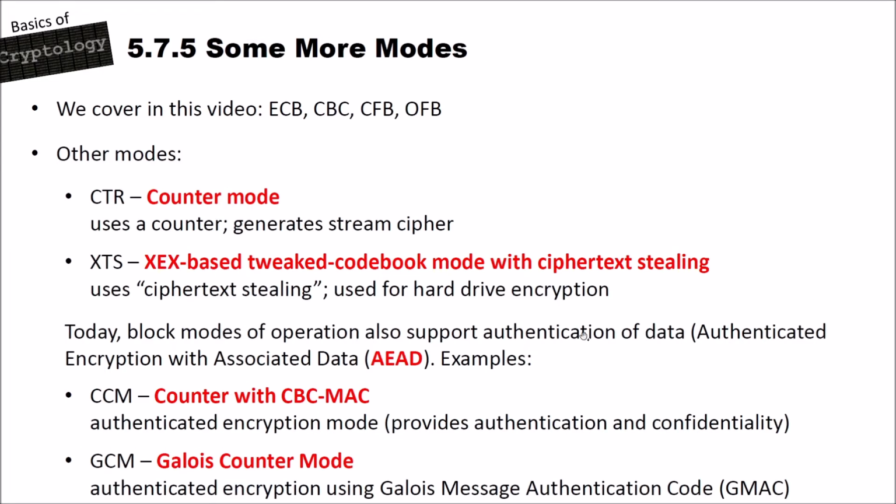Now I have some more modes of operation that are not part of this video, but I want to still name these here. We so far covered in this video the electronic codebook mode, the CBC, the CFB, and the OFB. And other modes are, for instance, the CTR mode or counter mode. This uses a counter to generate also a stream cipher. So basically you have a counter, and the value of the counter is then encrypted, and the resulting ciphertext is used for the current plaintext block for the encryption, or for the current ciphertext block for decryption.